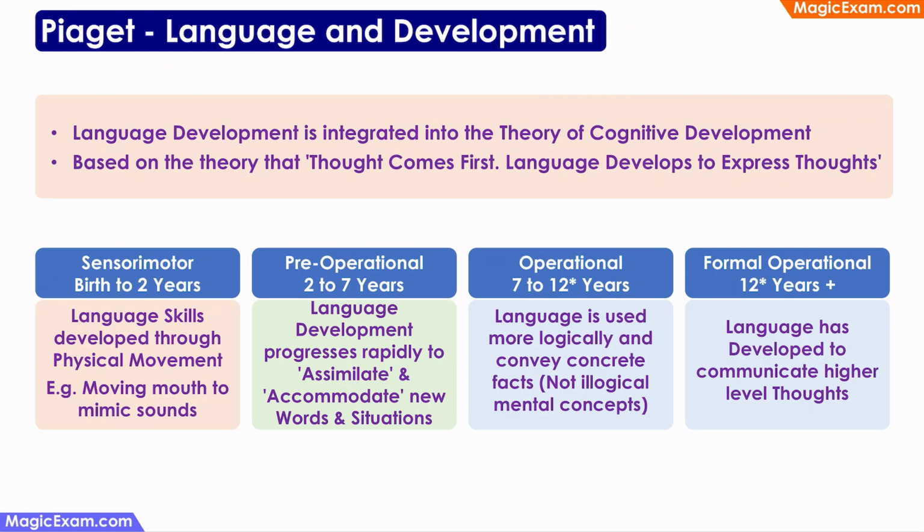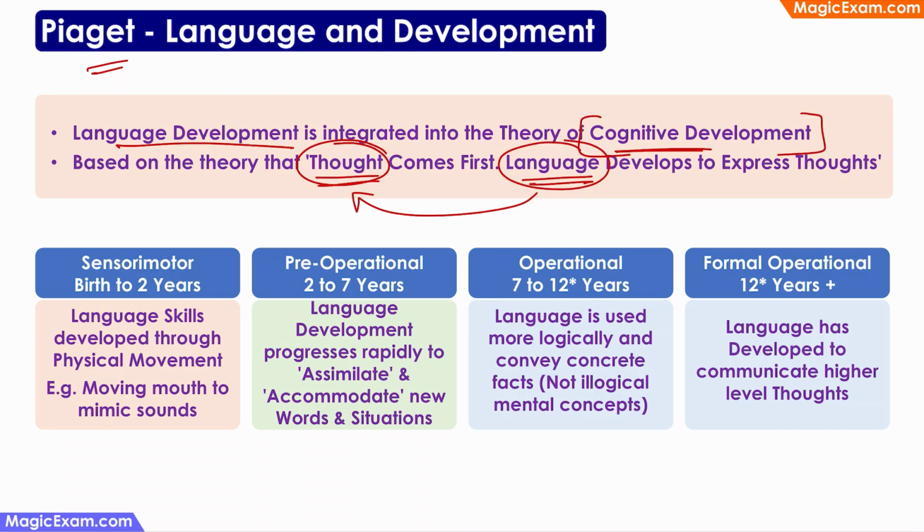Moving on to the theories of language development, the first theory that we will look at is Piaget's. Now, Piaget's language development theory is integrated into his theory of cognitive development. Piaget says that thought comes first and language develops next to express these thoughts. So, thought comes first, language comes next. If you look at Piaget's cognitive development theory, he has divided development into 4 different stages. That is, sensory motor stage, pre-operational, operational, and formal operational stages. So, language development is also integrated into these 4 stages.